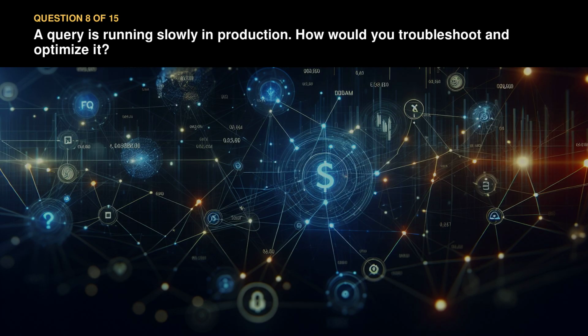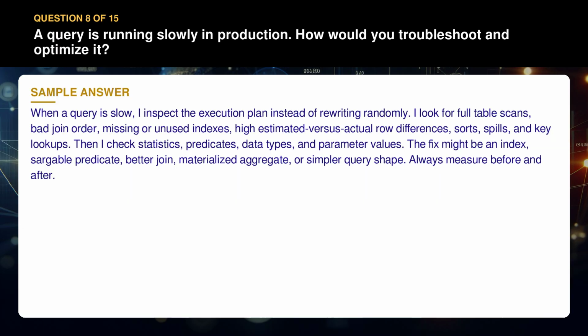Question 8. A query is running slowly in production. How would you troubleshoot and optimize it? When a query is slow, I inspect the execution plan instead of rewriting randomly.